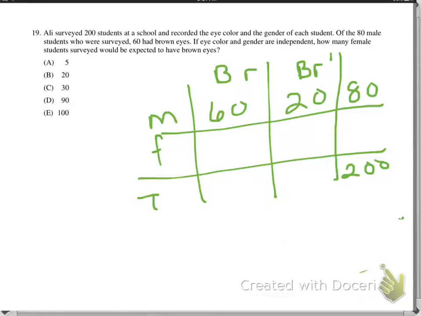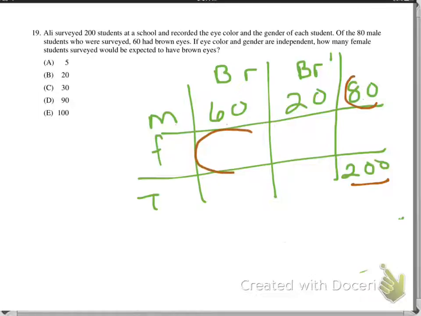All right, so let's start number 19, and I kind of set up this problem here. They said we have 200 students, so that's why I have 200 in the grand total. And it says of the 80 males, so that's why there's a total of 80 males. 60 have brown eyes. So I don't know how many boxes there are, but I know if 60 have brown eyes, 20 do not have brown eyes. So I just divided into a 2 by 2. It said if eye color and gender are independent, how many student surveys would have brown eyes?